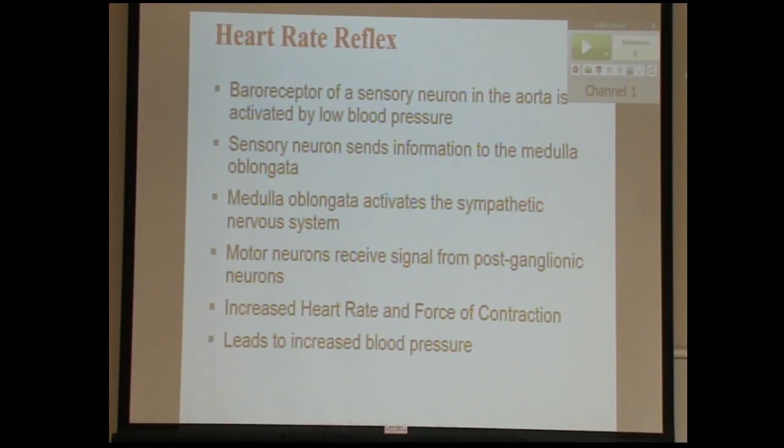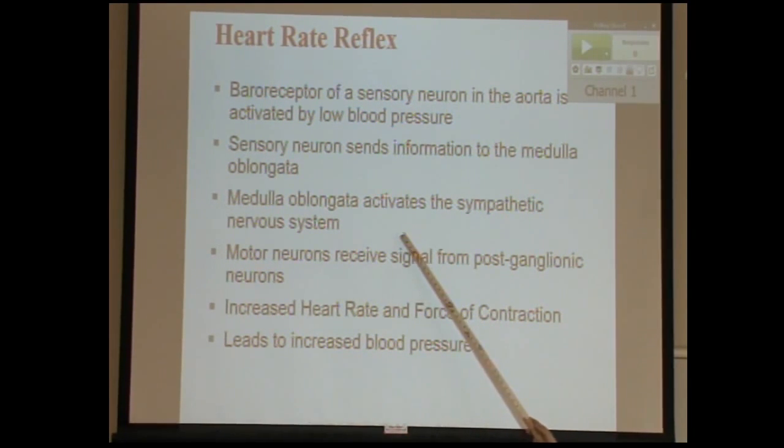So we'll use the example of a heart rate reflex. So you have a sensory neuron that senses low blood pressure. That's kind of the first step. It's a neuron, so it sends its information to the medulla oblongata in the brain to tell it, hey, our heart rate's low. Maybe you should do something about it. And medulla activates the sympathetic nervous system. Because you remember, what does that do to your heart rate? Increase or decrease? It's going to increase it.